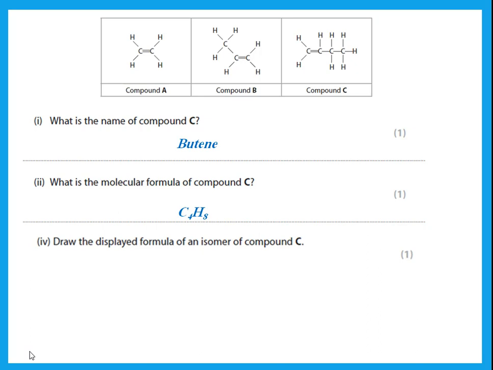Draw the displayed formula of an isomer of compound C. Remember that we said isomer of an alkene means the same number of carbons, but you put the double bond somewhere else. So instead of on one end, you're putting it in the middle. So that's your answer. Were you able to get all of this?